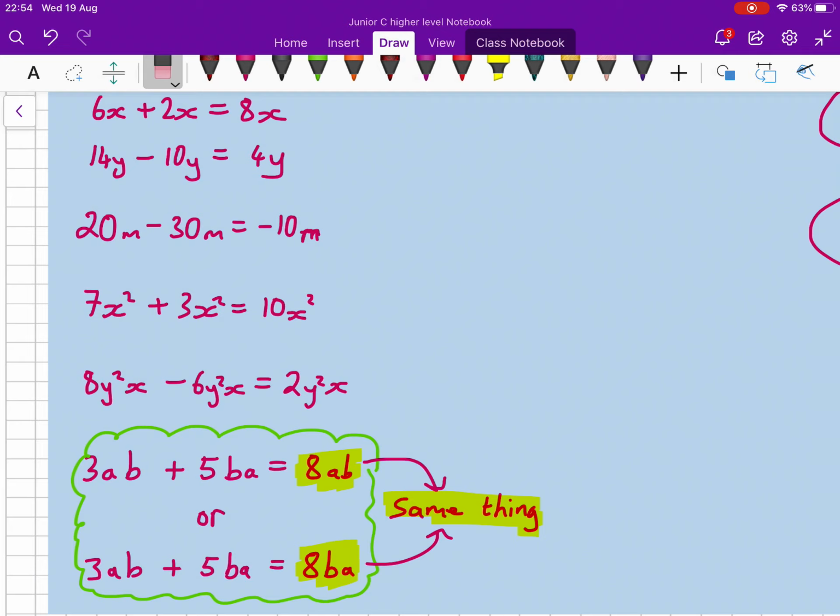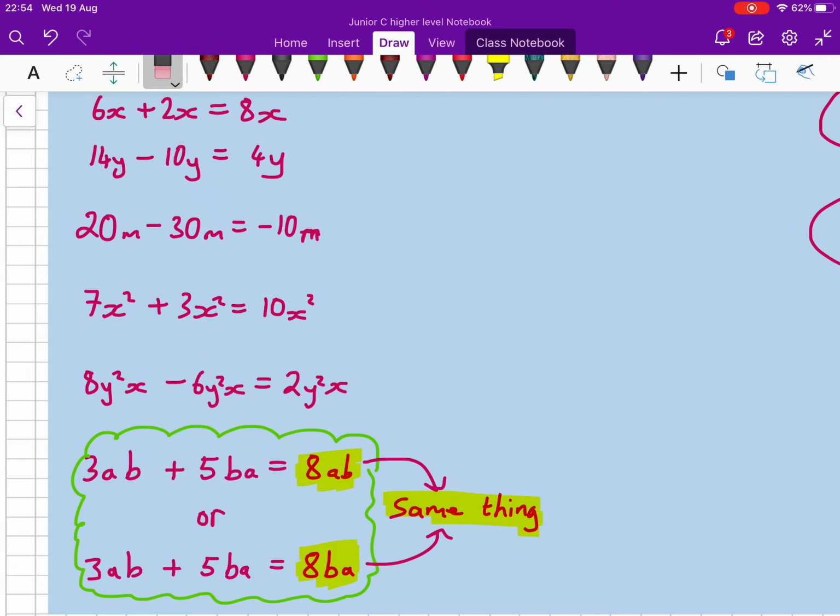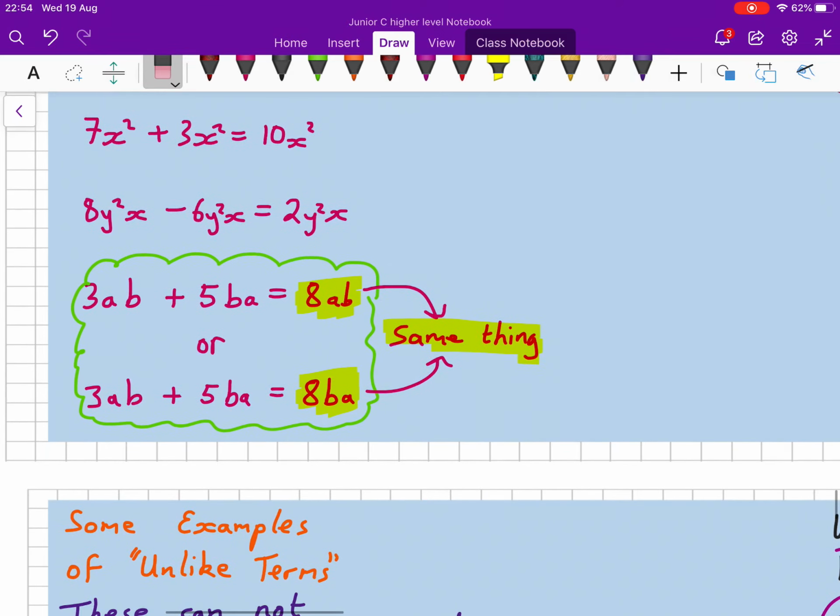Next one looks a little bit trickier. We have y squared x, but we can see it's 8y squared x take away 6y squared x. So they've got the same variables and the same powers. The y's are squared in both terms. The x is a power of 1 in both terms. So these can be subtracted. 8 take away 6 is just 2. That's pretty straightforward once we take the time to look at it.